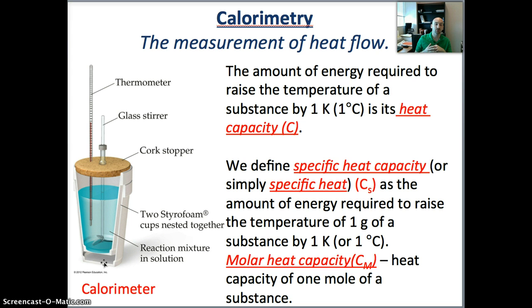Well, the amount of energy that's required to raise the temperature of a substance by 1 Kelvin or 1 degree Celsius is what we call the heat capacity. And we can be a little more specific and define what's termed the specific heat capacity, or specific heat, abbreviated big C, little s. It's the amount of energy required to raise the temperature of 1 gram of a substance by 1 Kelvin or 1 degree Celsius. So this is more specific, and that's why it's called specific heat capacity. We also have a molar heat capacity, which is big C, little m, and it's the heat capacity of 1 mole of a substance.